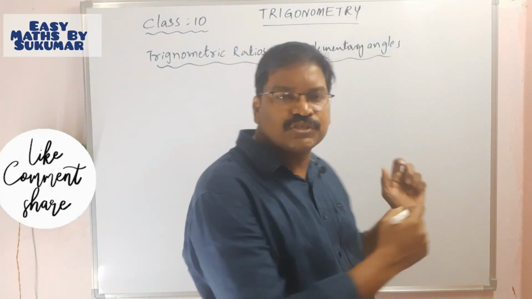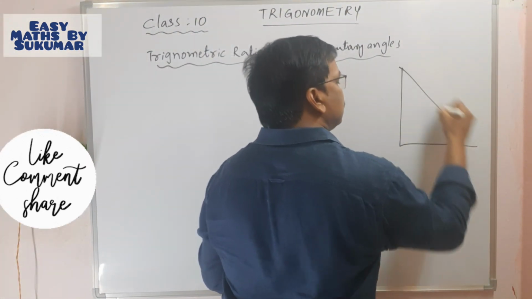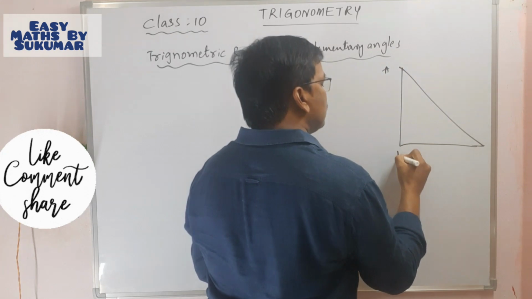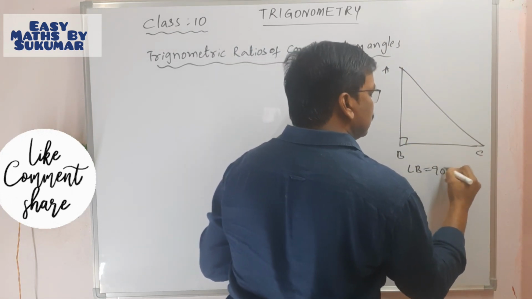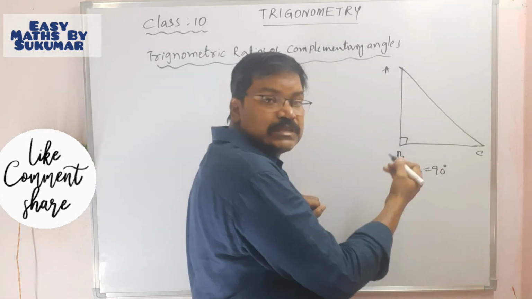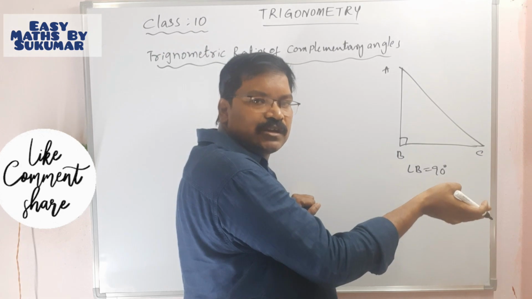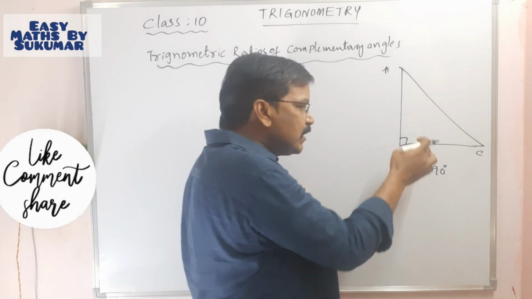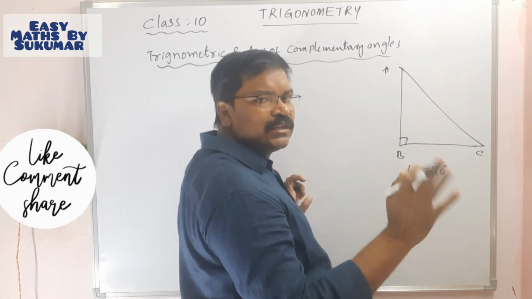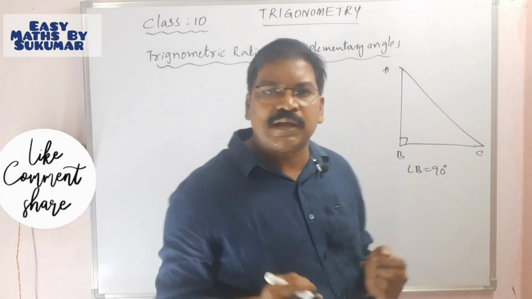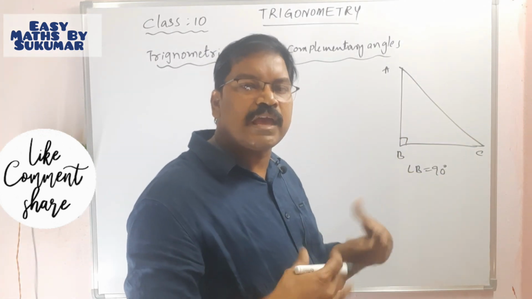Let us take a right angle triangle ABC, where angle B is equal to 90 degrees. If angle B is 90 degrees, what about the other two angles? The other two angles are called acute angles. Why? They are less than 90 degrees. If it is more than 90, then we cannot form a triangle. So if one angle is 90 degrees, the other two angles must be acute.